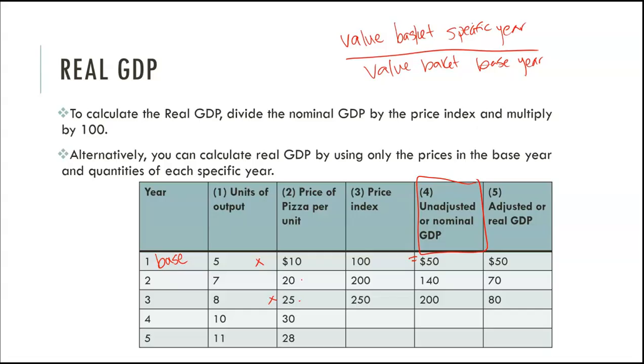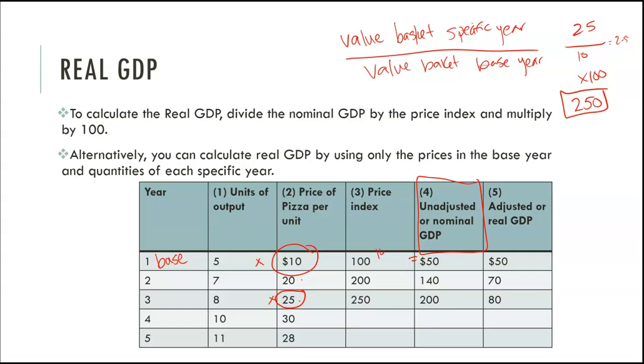Okay, so we would say specific year. So let's say year 3, the value of one pizza is $25 divided by the base year basket, which is $10. Gives us 2.5. And then we multiply by 100, and then this gives us a price index of 250. So prices went up by 2.5 times. Okay, so we could do that for all of these things to calculate the price index.